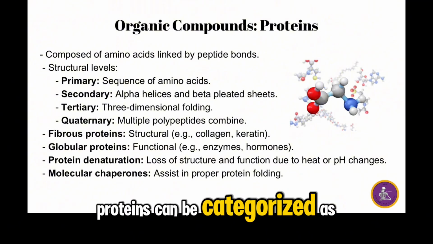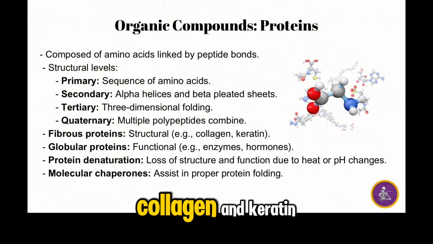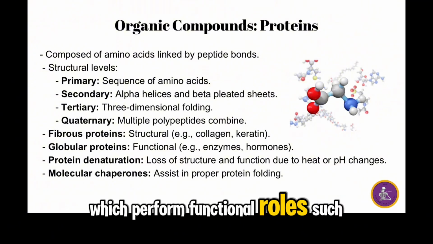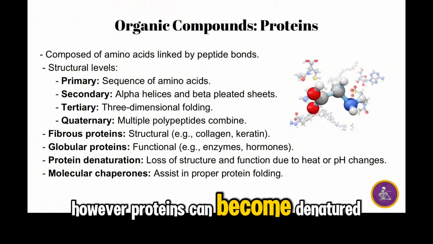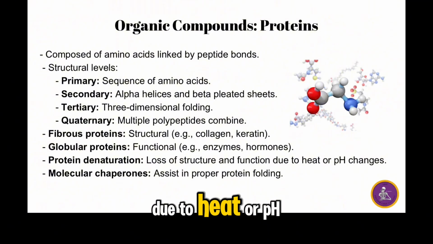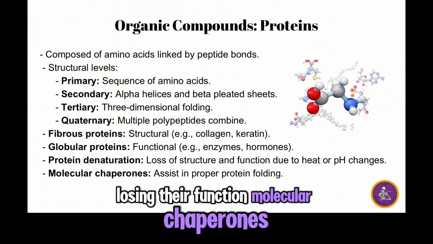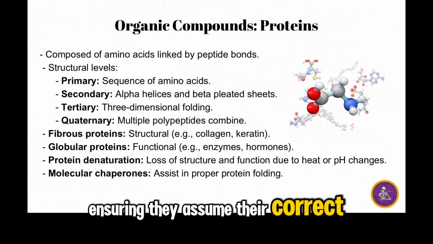Proteins can be categorized as fibrous proteins, which provide structure, such as collagen and keratin, or globular proteins, which perform functional roles, such as enzymes and hormones. However, proteins can become denatured due to heat or pH changes, losing their function. Molecular chaperones assist in protein folding, ensuring they assume their correct structure.